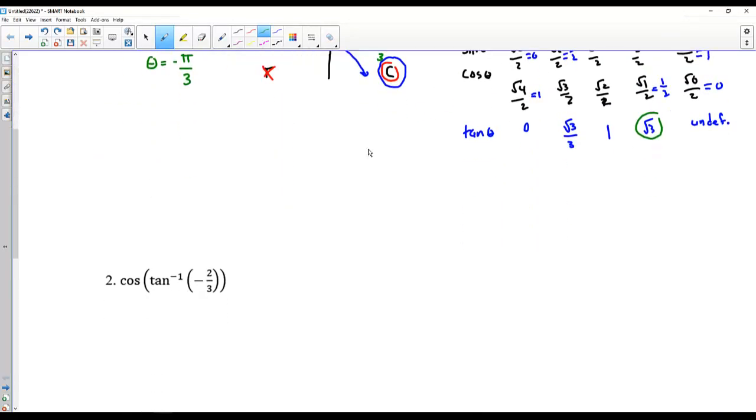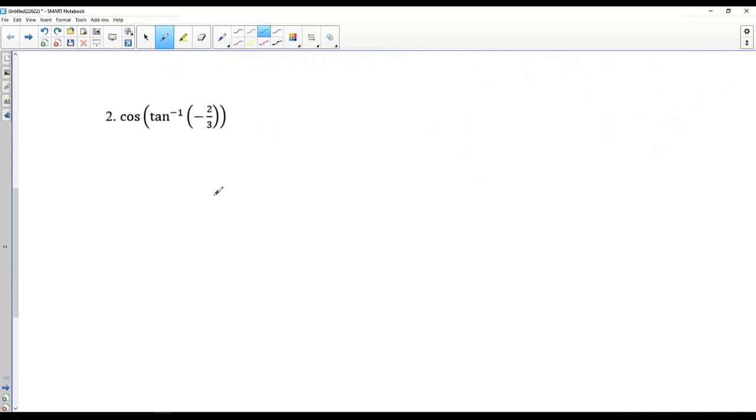So the next problem, we have the cosine of tan inverse of negative 2 over 3. And so how do we solve this one? So again, remember, the idea is that the tan inverse of negative 2 divided by 3 isn't just anything, it's an angle. So this is going to be equal to the cosine of an angle. So cosine of theta, where theta is equal to what? Theta is equal to the tan inverse of negative 2 over 3.